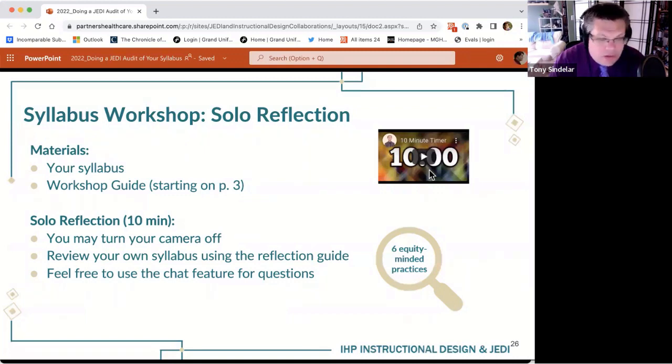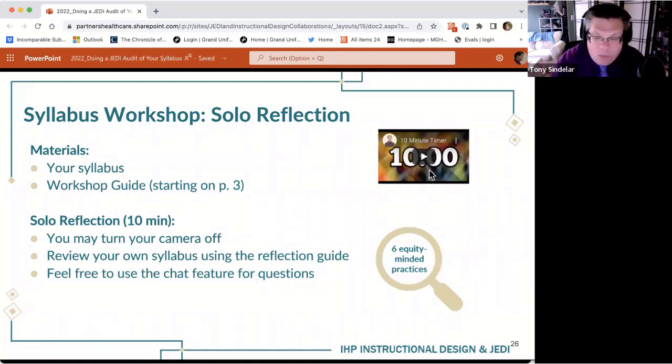So you want to find your syllabus that we asked you to bring along for this, and the workshop guide that we sent out or posted the Dropbox link. Oh, Tasneem has just reposted the Dropbox link for people there. We're going to give you a little less than 10 minutes because we're running a little behind, but we'd like you to work through some of the questions that start, I believe, at the bottom of page 3 of the handout, thinking about your own syllabus and what it is and isn't doing with regard to these equity-minded practices. You can turn your camera off if you want and work through that.